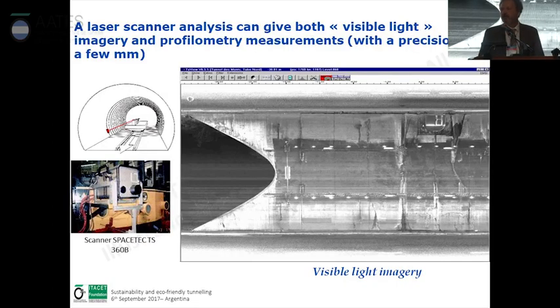Of course, there are many, many new tools to improve this. It could be visible light imagery, profilometry measurement, which can give a global view of a tunnel. These automatic methods are very fast and can go through the tunnel and give a global view. Of course, this is not as precise as the man who comes and inspects very carefully, but both can be complementary in the approach.